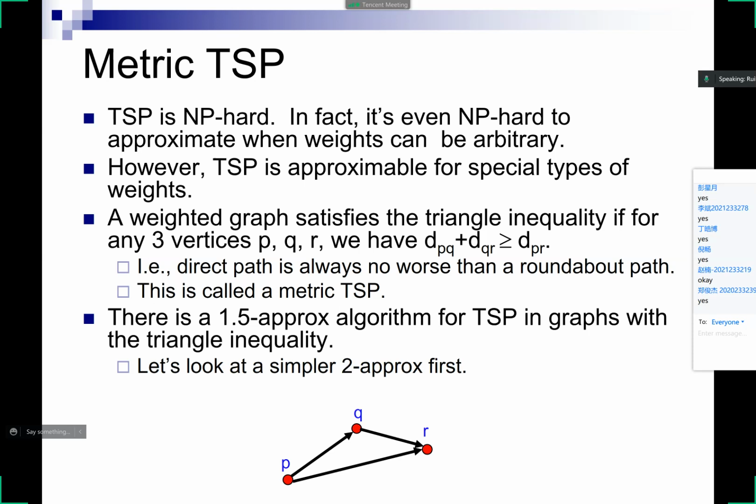Before we look at the 1.5 approximation, we're going to start by looking at a simpler 2 approximation algorithm first. This algorithm finds a solution which is at most 2 times the minimum possible solution. These 2 algorithms, the 2 approximation and the 1.5, are actually quite similar. So by looking at the 2 approximation first, we see the key ideas, and then we can add one more nice idea on top of that and get a 1.5 approximation.